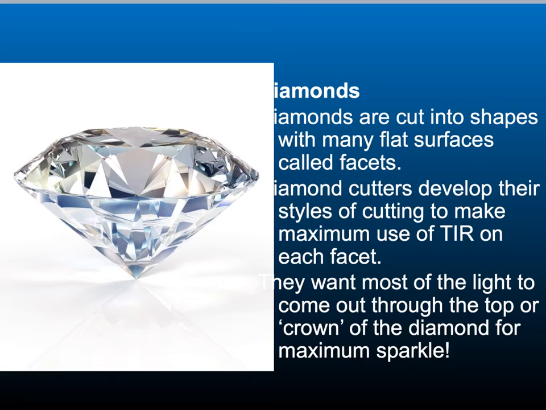Total internal reflection can also be used to make diamonds sparkle. Diamonds can be cut into shapes with many flat surfaces. These flat surfaces make maximum use of total internal reflection. They want the most light to come out through the top or crown of the diamond for maximum sparkle.